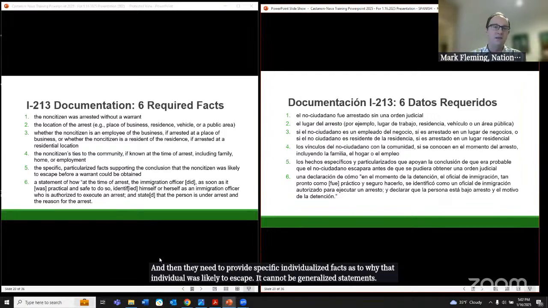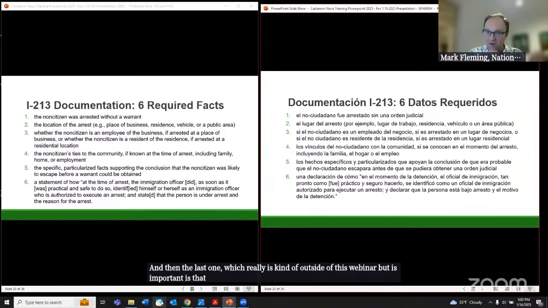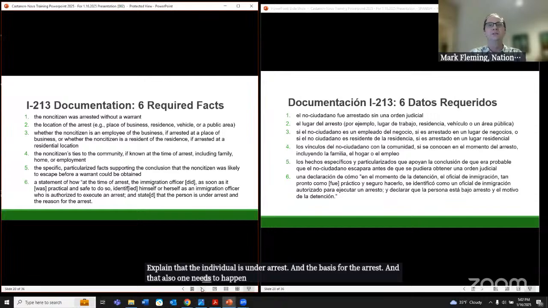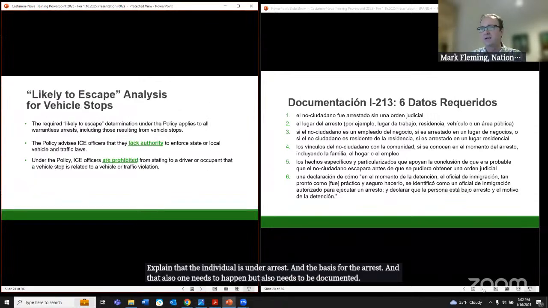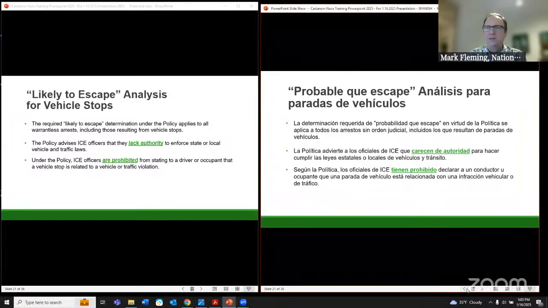statements. And then the last one, which is really kind of outside of this webinar, but is important, and is part of the policy, is that at the time of arrest, the immigration officer needs to identify themselves as an immigration officer, explain that the individual is under arrest, and the basis for the arrest. And that also, one, needs to happen, but also needs to be documented. Next slide. I will go quickly on these.